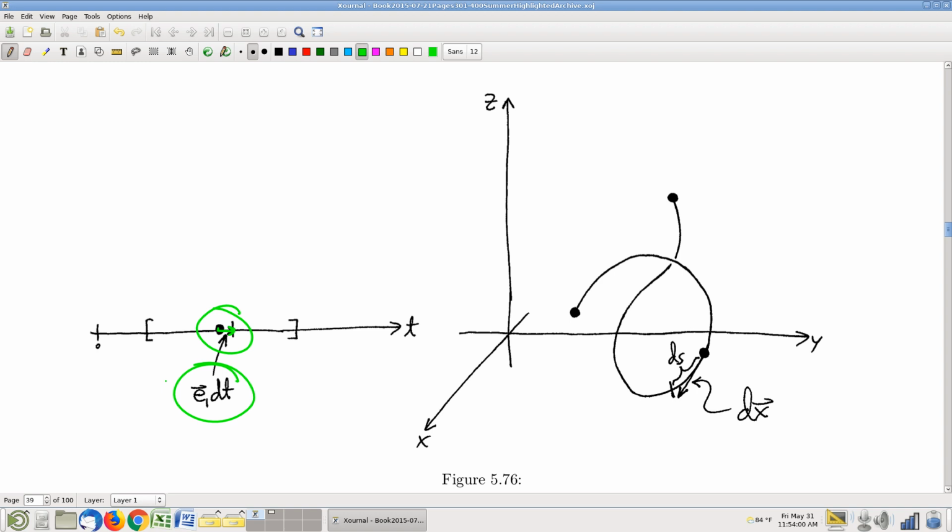Here I don't have a subrectangle. Here I just have a little sub-interval. There is only one direction to go. The direction is E1. The size of this thing was dt, so the magnitude of this representative vector is just dt. So the vector is E1 dt. And I want to know what is the corresponding output vector over here. I'm going to call that dx.